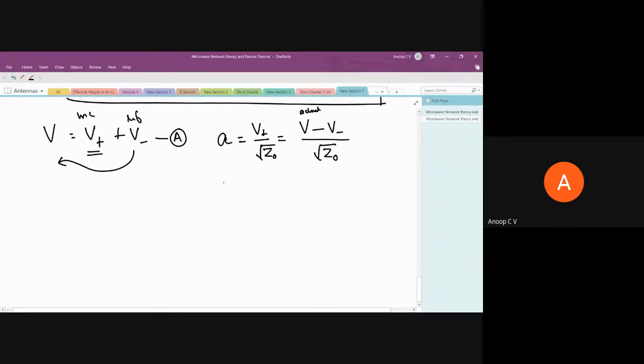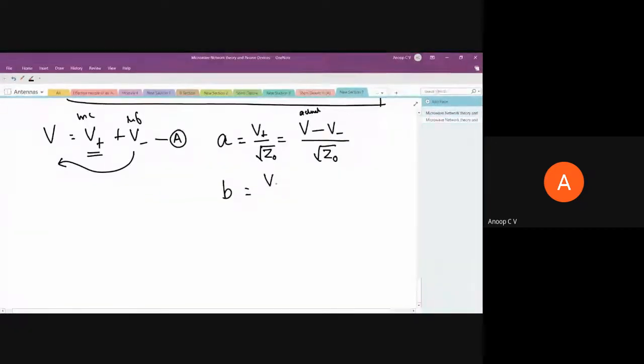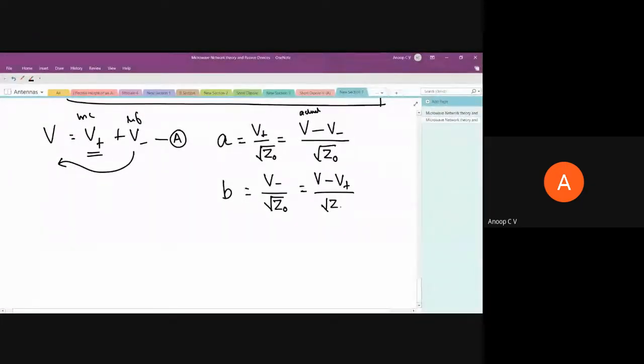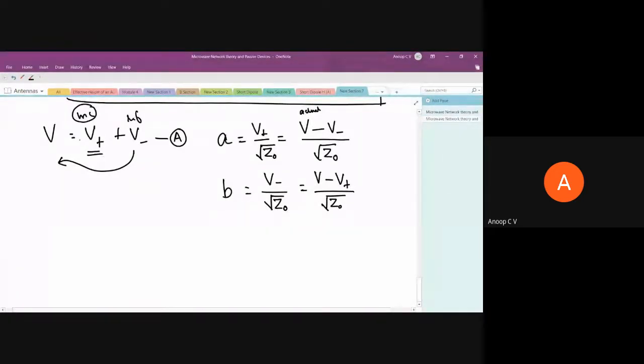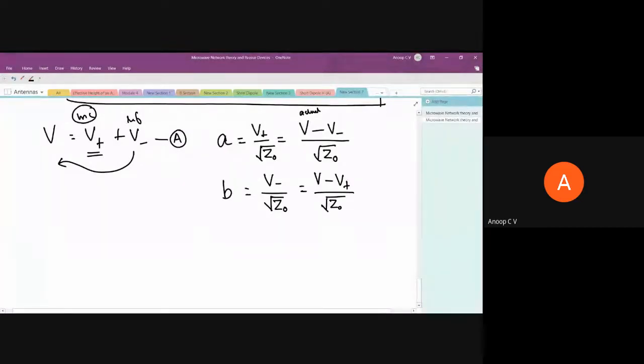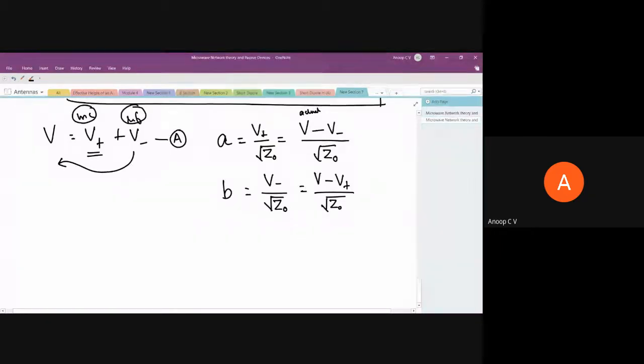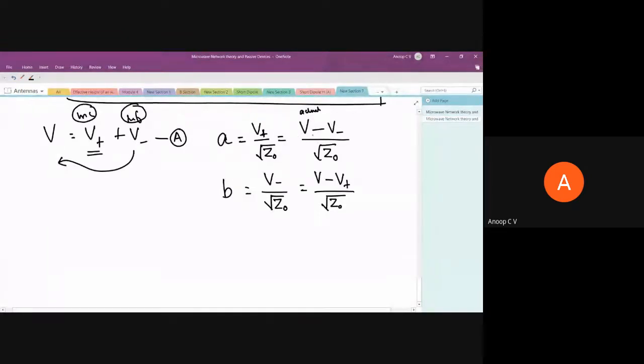And similarly, B is written as V minus divided by root of Z naught, where V minus is the V reflected, that is equal to V minus V plus divided by root of Z naught. So in your textbook, please do keep this in mind: for incident voltage they have written V plus, and for reflected voltage they have used the notation V minus. They straight away started from this, they have defined A like this. A is V plus by root of Z naught, V minus by root of Z naught, right? So it's what is given in your textbook.